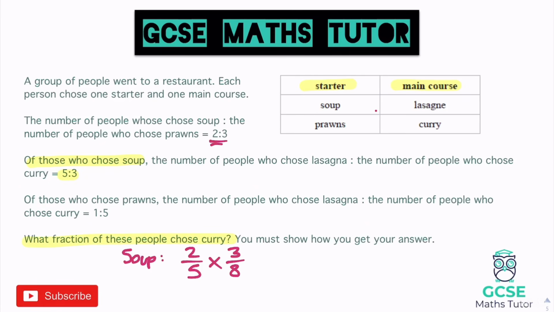And again, you can draw this all on a tree if you want. But there we go, that's going to give us the fraction of people that choose soup. So if we times them together, 2 times 3 is 6, and 5 times 8 is 40, so it's 6 out of 40, which again we can simplify down, top and bottom divides by 2, and that'd be 3 out of 20. There we are, and that's one of our first ones there. Let's just highlight that. We've got 3 out of 20 based on the people that chose soup to start with.